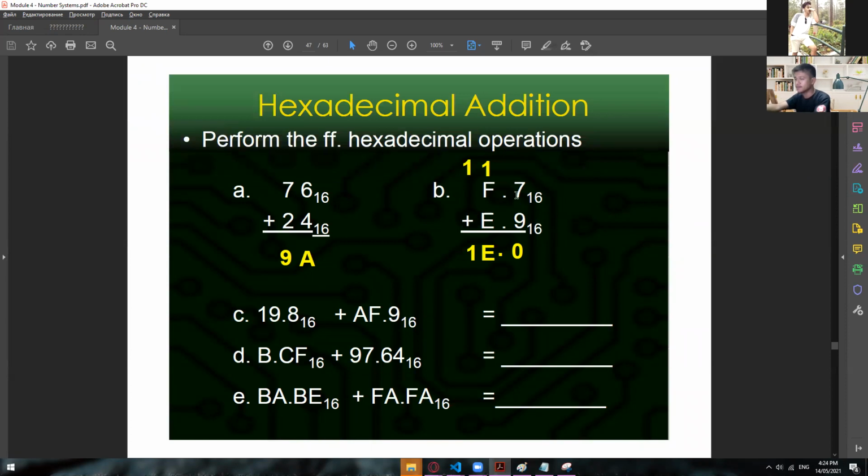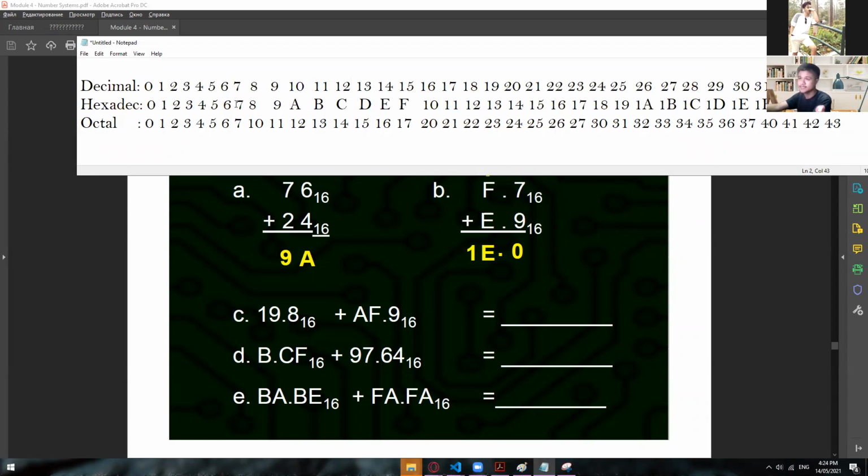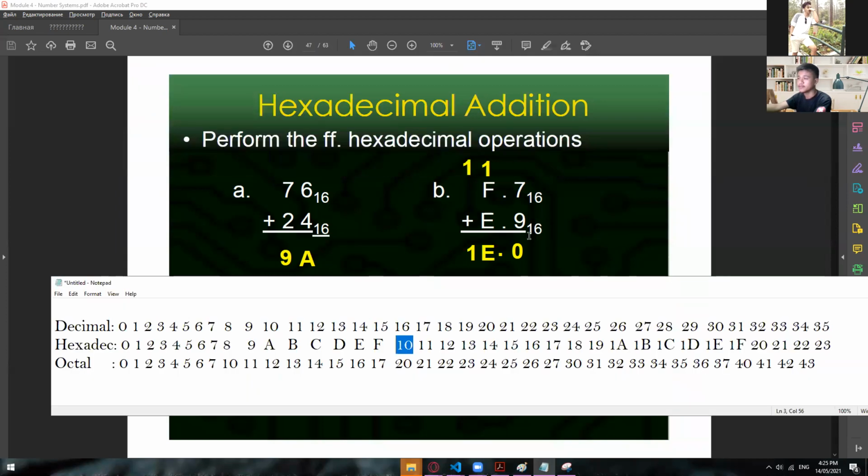Like, for example, right here, 7 plus 9 is 16 in decimal. However, in hexadecimal, it's 10. Okay, so that is why we have carried 1 and then bring down the 0 right here. And then E plus F plus 1. If you take a look at the values of E and F, 14 plus 15 is 29, plus 1 is 30. So it's 30 in decimal, but in hexadecimal, it's 1E. So that is the reason why we have 1E in here.